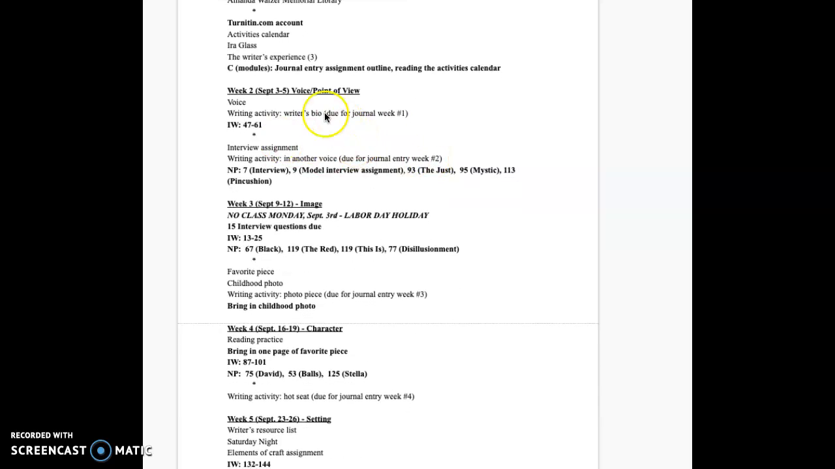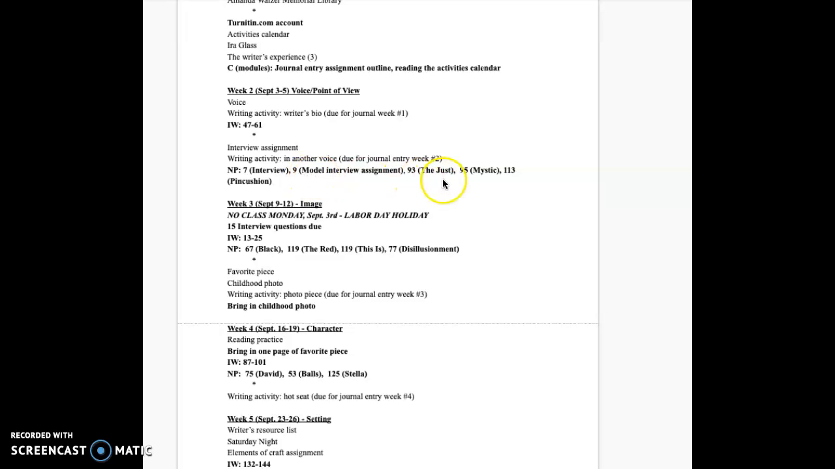For week number 2, Tuesday's class comes before the asterisk, the first class meeting of the week. Imaginative writing, I'd like you to read those pages. For Thursday's class, in the notes packet, I'd like you to read on page 7, the interview assignment. On page 9, the model interview assignment. Page 93, the Just Away songs. Page 95, Mystic Tan, My Failed Switcheroo. Page 113, Pincushion. All you have to do is read them.